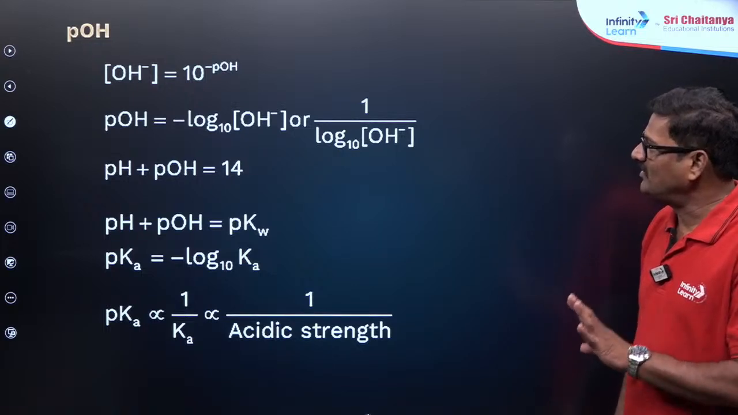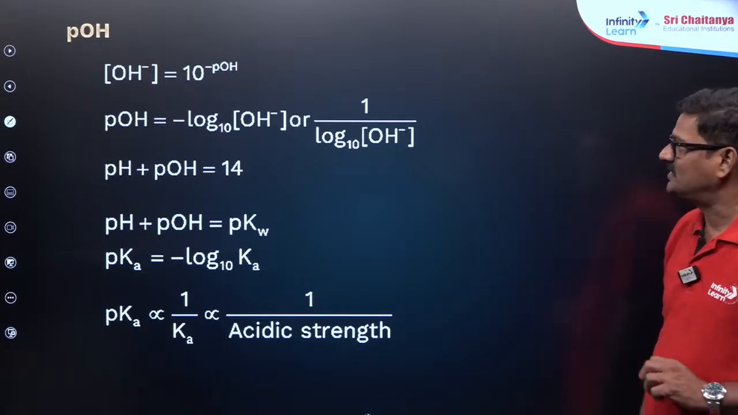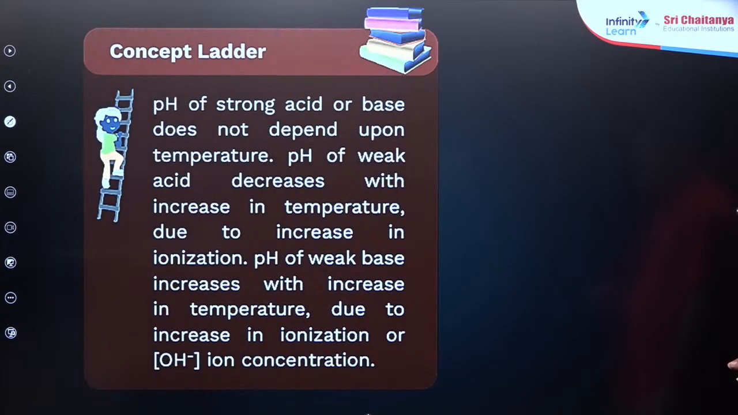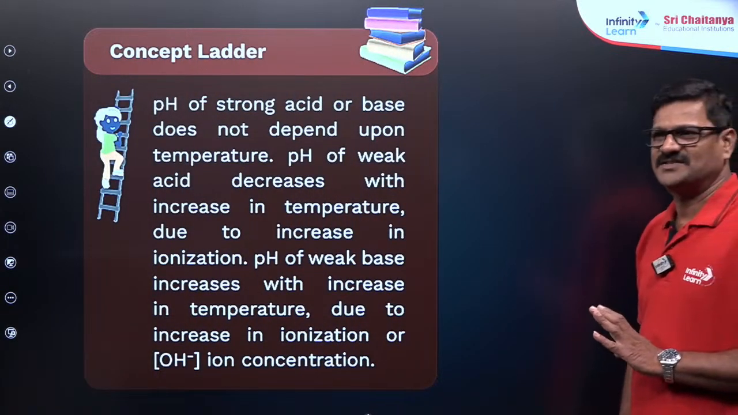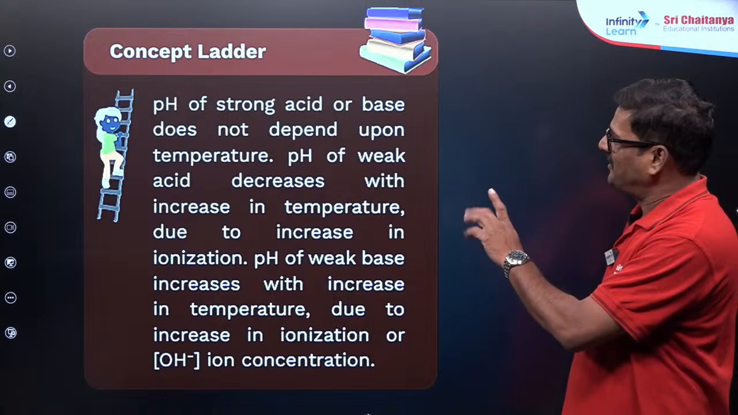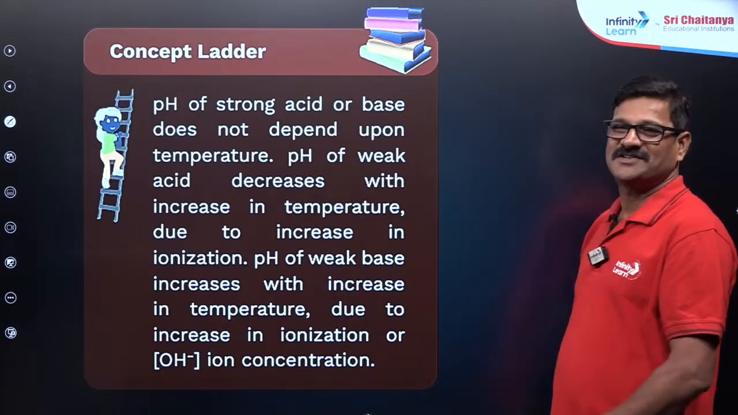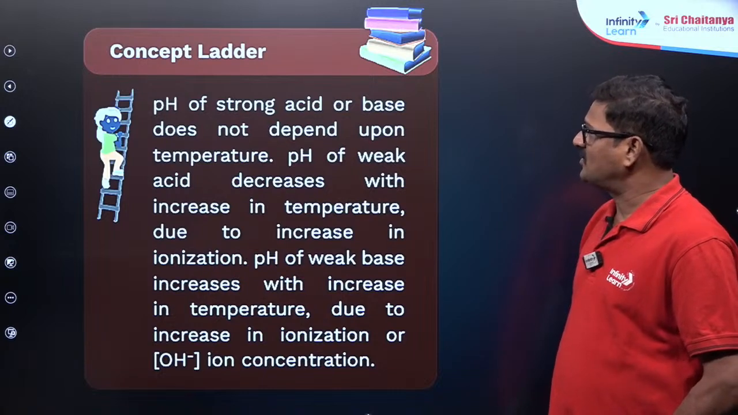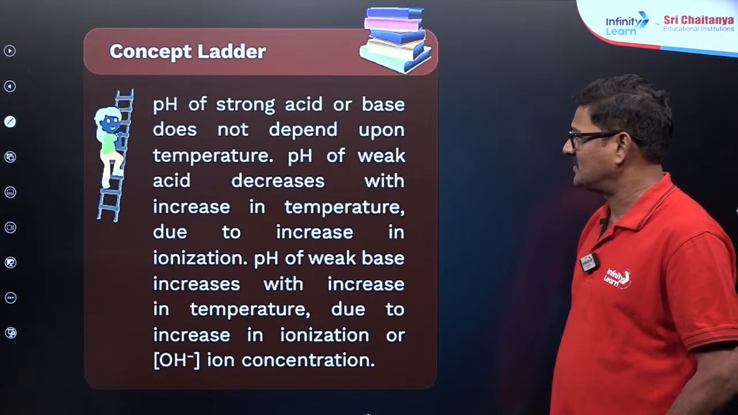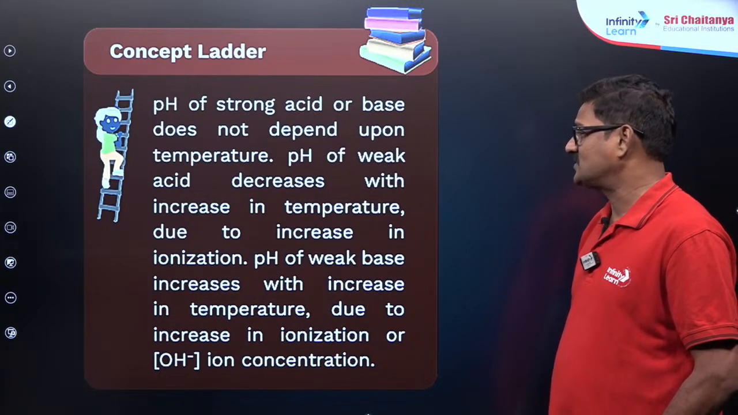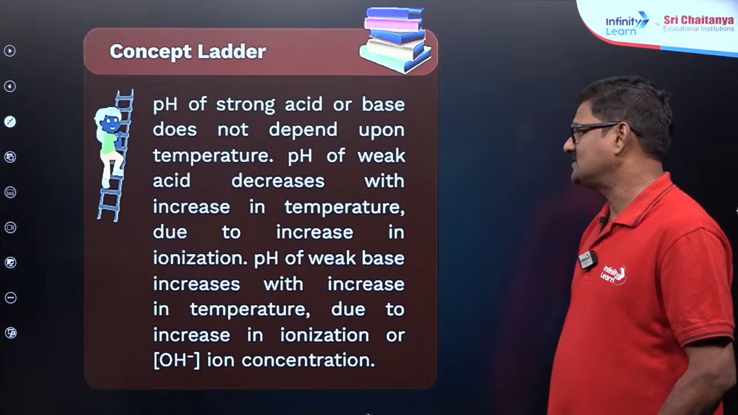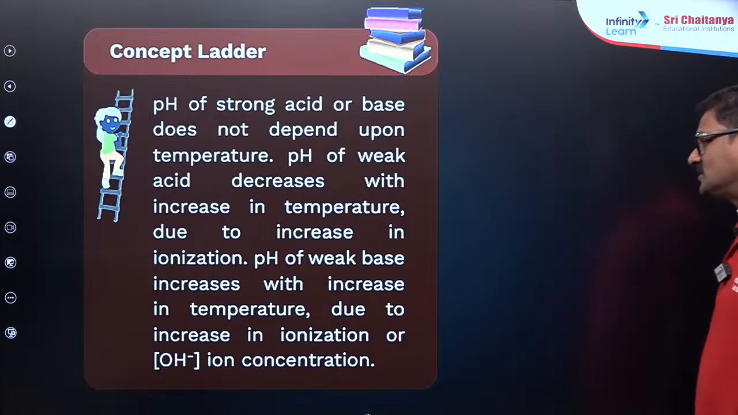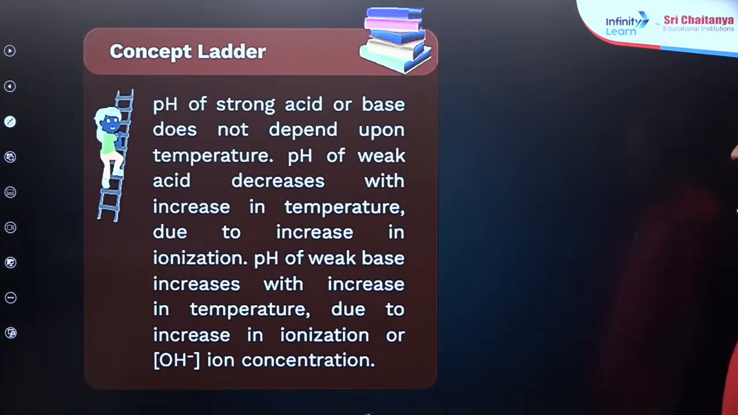Okay. From there you can say pH plus pOH is equal to 14. Everything we have, right, on the plate. Such a beautiful presentation I made for you, my dear children. Here, pH of a strong acid and strong base does not depend on the temperature. pH of a weak acid decreases with increase in temperature due to increase in ionization. pH of a weak base decreases with increase in temperature due to the increase in ionization and OH minus concentration.